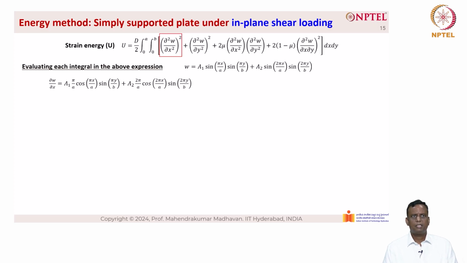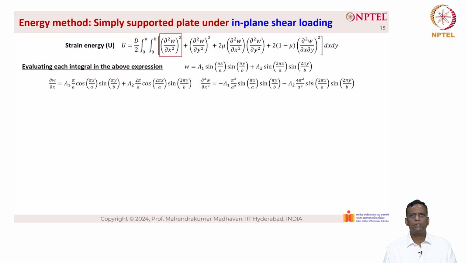When we differentiate it again, we have ∂²w/∂x² equal to minus a1 into π²/a² into sin(πx/a) into sin(πy/b) minus a2 into 4π²/a² into sin(2πx/a) into sin(2πy/b).